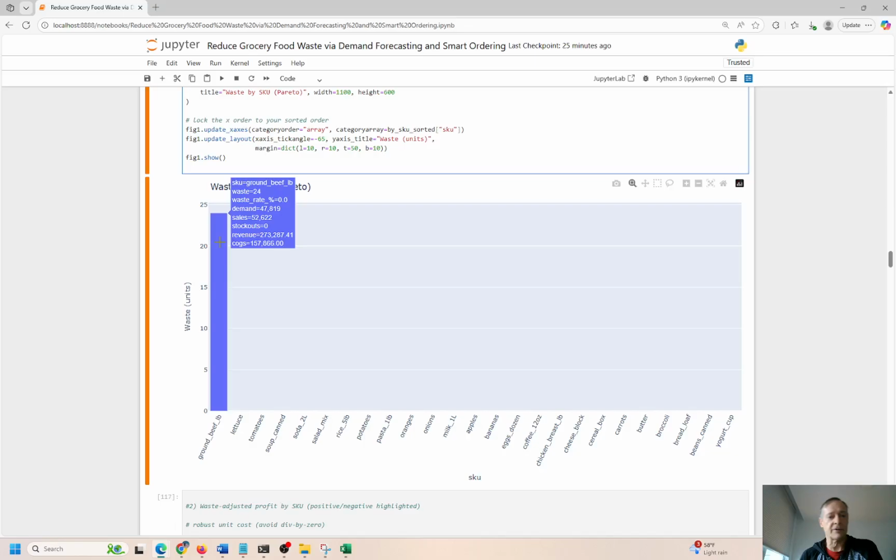All these are 0 except for beef. We can see we had 24 servings of beef that were wasted. The demand was 47,819. Sales was 56,622. Stockout is 0, so we're managing that. Stockout fine, but we ordered a little too much beef and some of it went to waste. The overall revenue was 273K, and the COGS is 157, right? So we spent 157,000, sold the beef for 273, and in between is the gross profit, right?